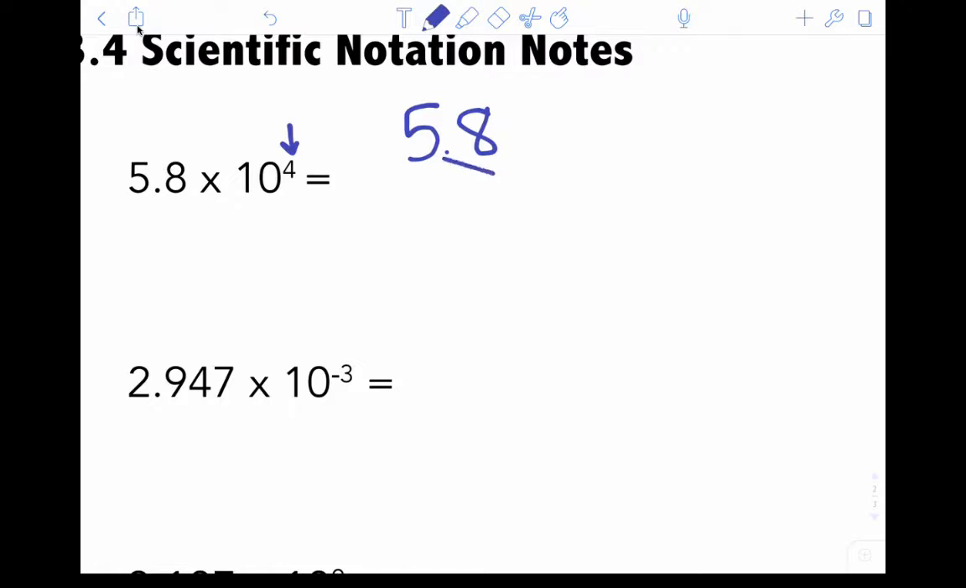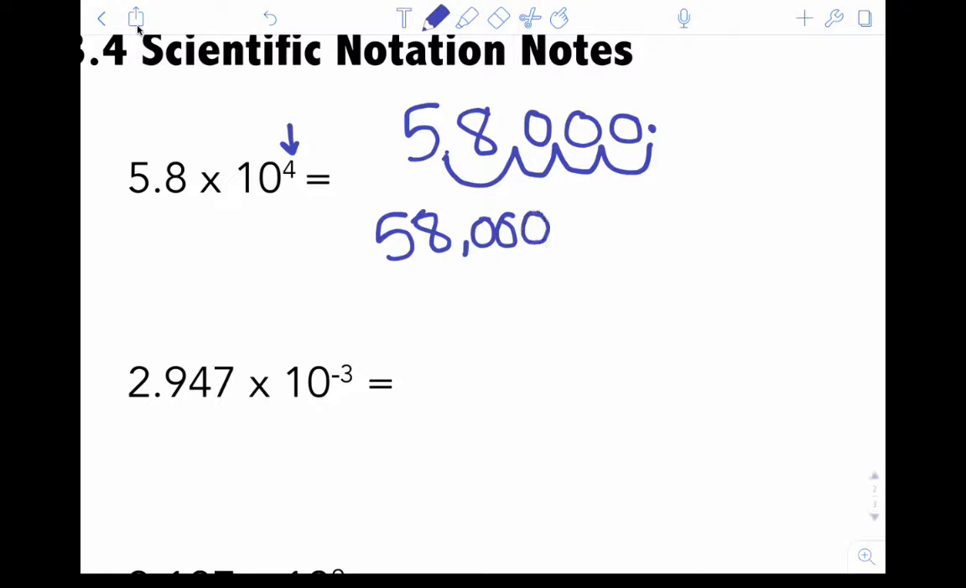So I'm going to move it 1, 2, 3, 4 times. That's my new decimal point, and I'm going to fill in these little spots with zeros. So this answer is 58,000. Now, when we do these, I don't want you doing these little curly cues right here every time.